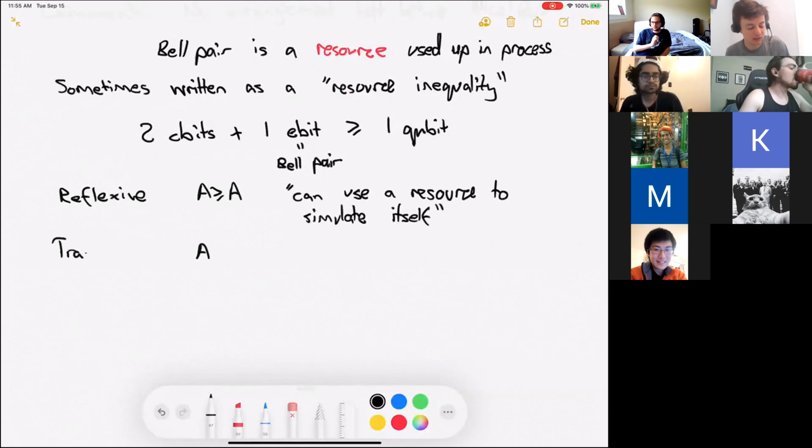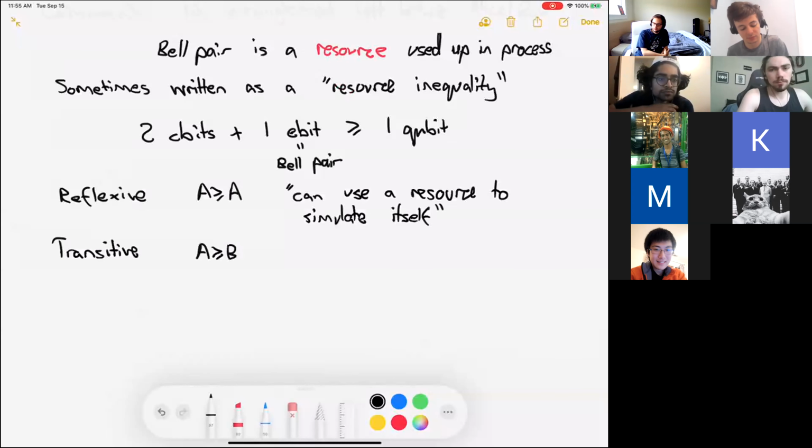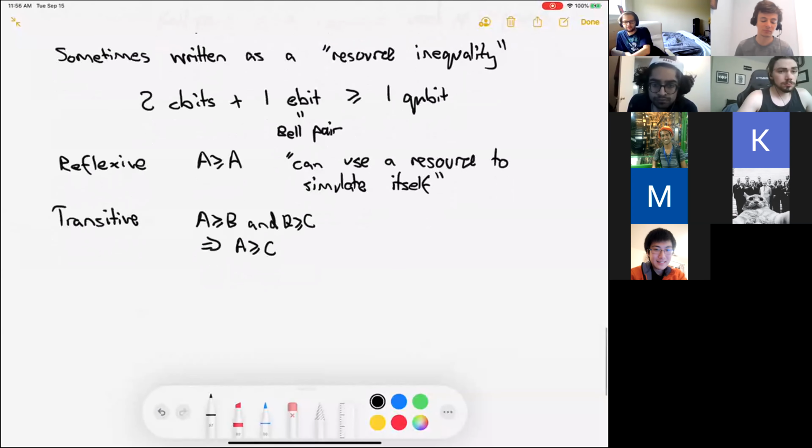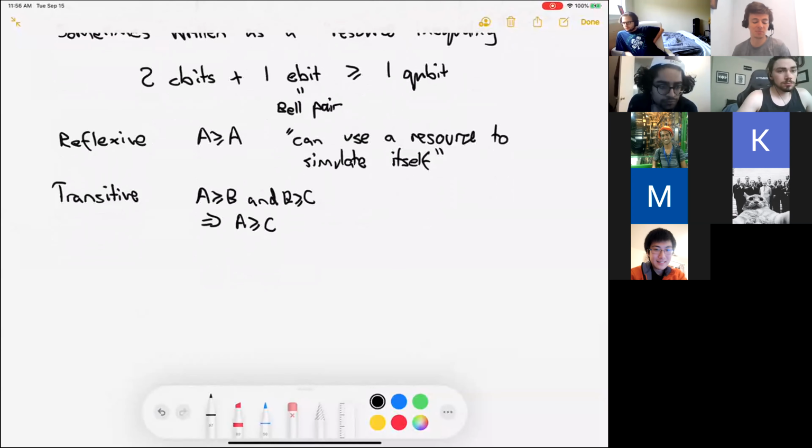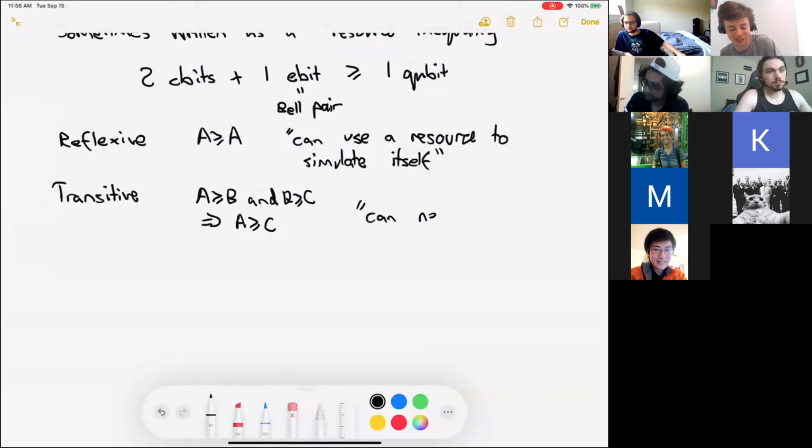The other thing we need is transitive. So A is greater than or equal to B and B is greater than or equal to C implies A is greater than or equal to C. What does this mean? It means if we can use resource A to achieve resource B, and we can use resource B to achieve resource C, we must be able to use resource A to achieve resource C, right? Again, that's true.